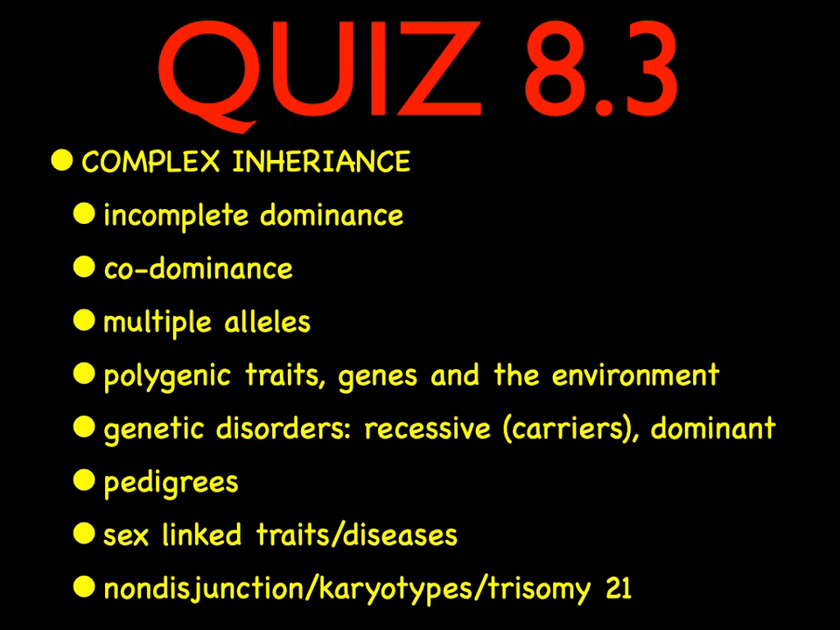That takes us to our next note quiz. Incomplete dominance, codominance, multiple alleles, polygenic traits, genes and the environment, disorders. You need to know carriers. You need to know what pedigrees are, not necessarily how to do one. You need to know sex-linked traits and the 2 diseases I mentioned. And don't forget non-disjunction, what a karyotype is, and Down syndrome is trisomy 21.